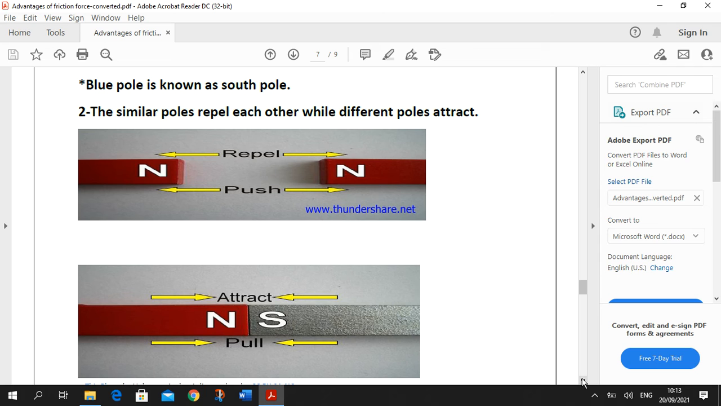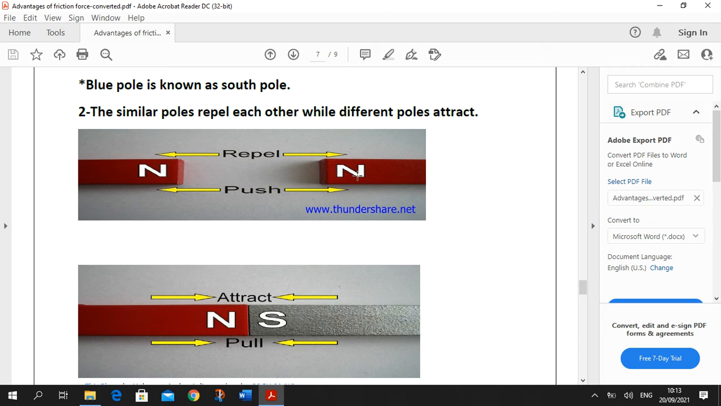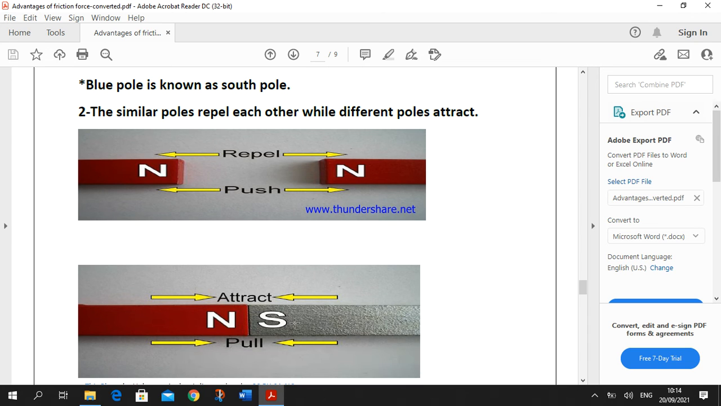Listen to me. When you approach the north pole of magnet A to the north pole of magnet B, what happens? They push, they repel each other, because both of them are similar. The similar poles, or like poles, in magnets always repel each other. But when we approach the north pole of magnet A to the south pole of magnet B, what happens? They pull each other. They attract because they are different. So different poles attract each other.